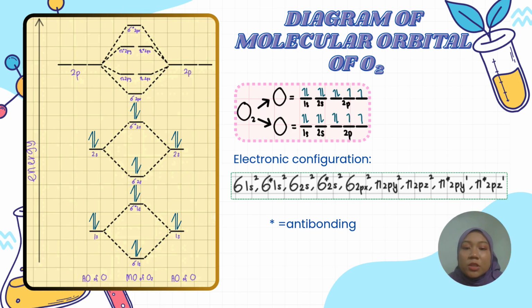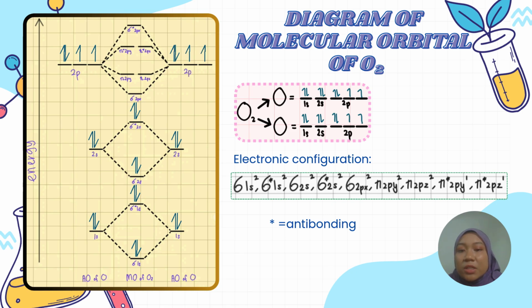Next, we fill electrons into the p orbitals for both oxygen atoms. So, the total electrons in p for both atoms is 8. So, we write like this: 1, 2, 3, 4, 5, 6, 7, 8. So, the total is 8.